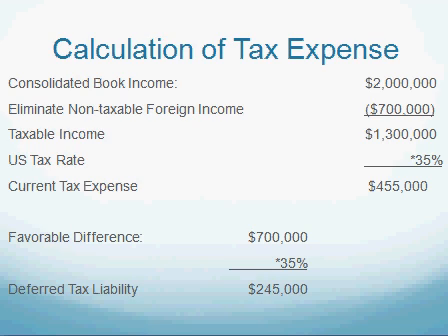To calculate the deferred tax liability, we multiply the $700,000 temporary difference created by the subpart F income by the U.S. tax rate. We then arrive at a $245,000 deferred tax liability.